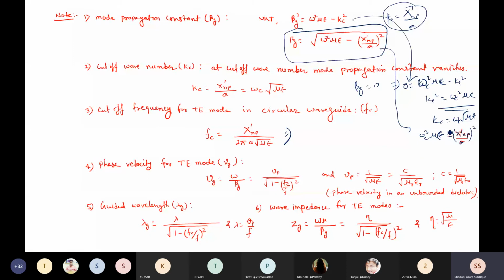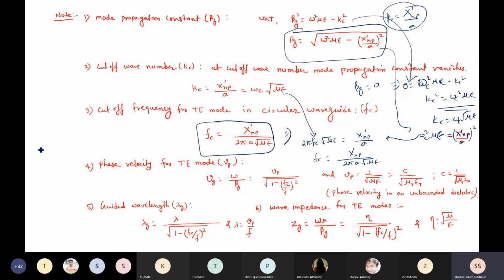So you write it from omega c now. Omega c is nothing but 2 pi fc. So omega c can be written as 2 pi fc square root of mu epsilon, which is equal to x'np upon a. So here we can write fc should be equal to x'np upon 2 pi a into square root of mu epsilon. That is nothing but the cutoff frequency. That's what is written here.